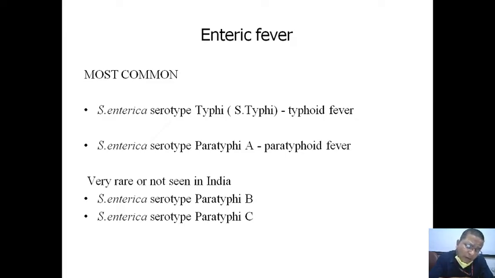But a significant number of cases can also be caused by Salmonella enterica serotype paratyphi A, which we call paratyphoid fever. In fact, if you look at the epidemiology, in recent years the number of paratyphoid fever cases has increased. They pose a problem as serious as typhoid fever, because they also carry a large amount of antibiotic resistance. The other serotypes, paratyphi B and paratyphi C, are mostly not seen in India. These are mostly in developed countries like the US or South America, whereas paratyphi C is mostly seen in the Middle East.